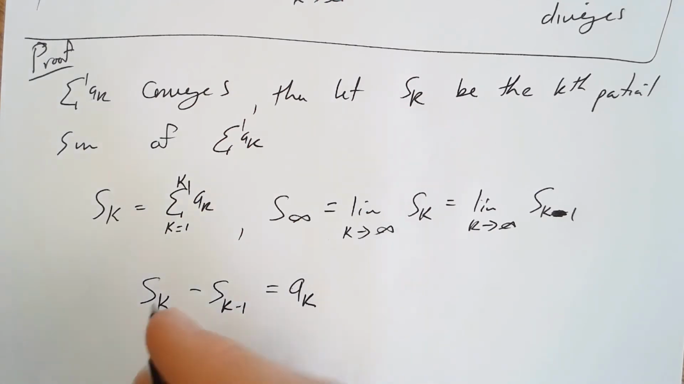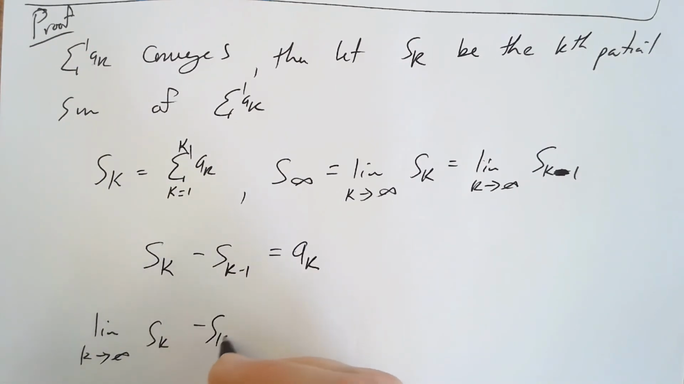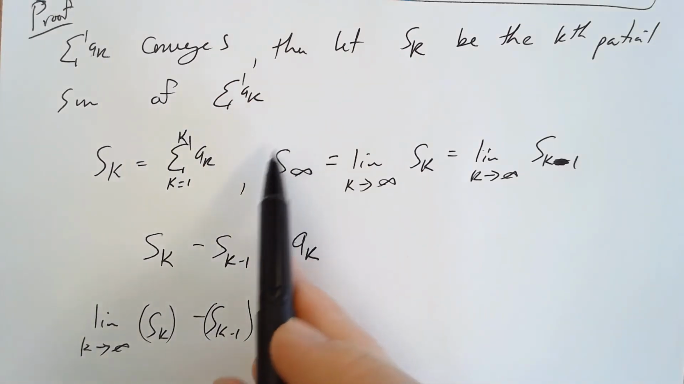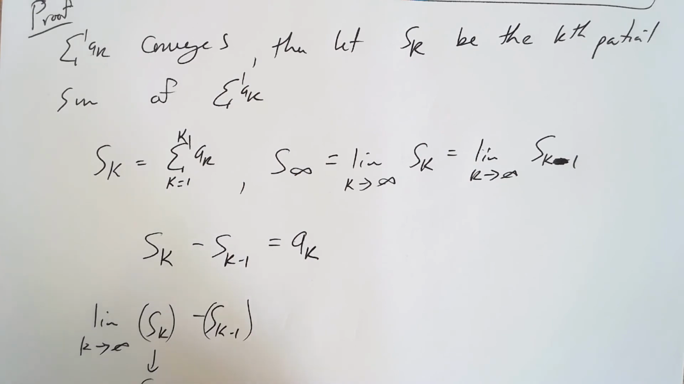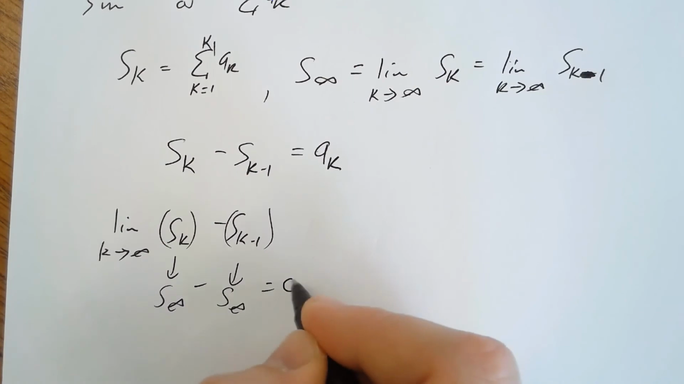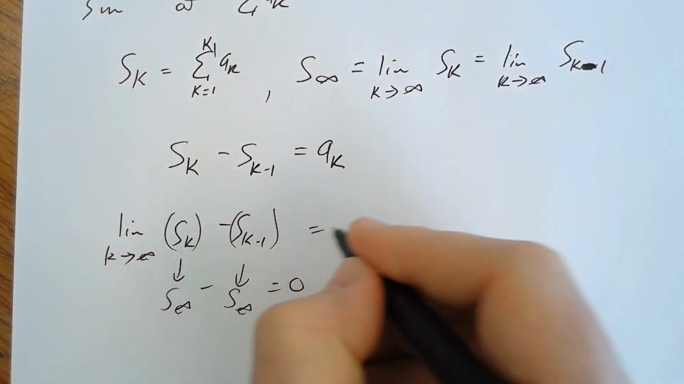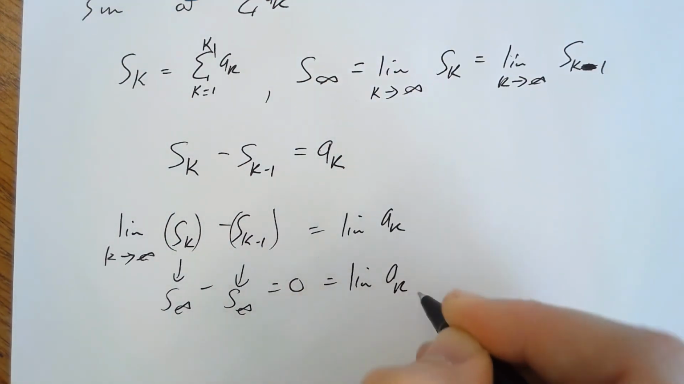I also know that if I take the limit of this side overall, the limit as k goes to infinity of s sub k minus s sub k minus 1, well, these two separately both go to the same value, s sub infinity. There's some number. So if this goes to s sub infinity and this goes to s sub infinity, when I subtract the two, I get 0. So the limit of this side has to be equal to 0, therefore the limit of a sub k also has to be equal to 0.